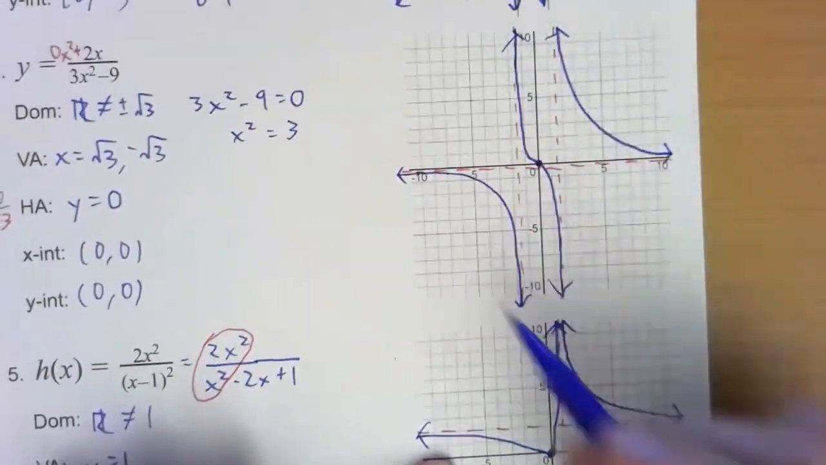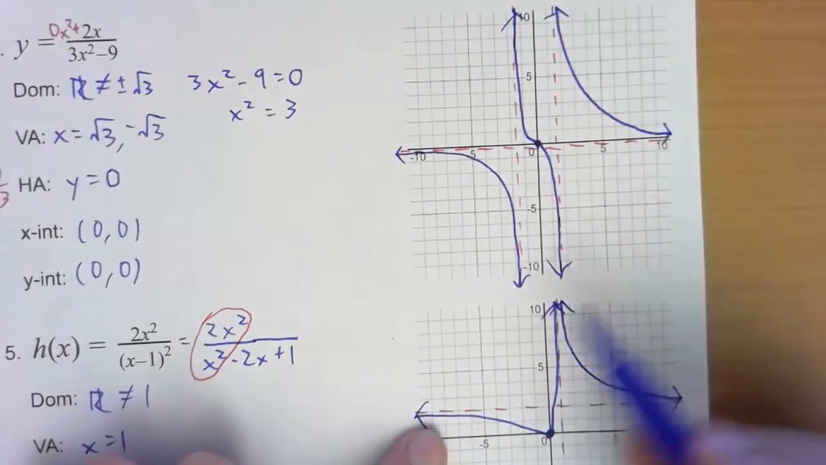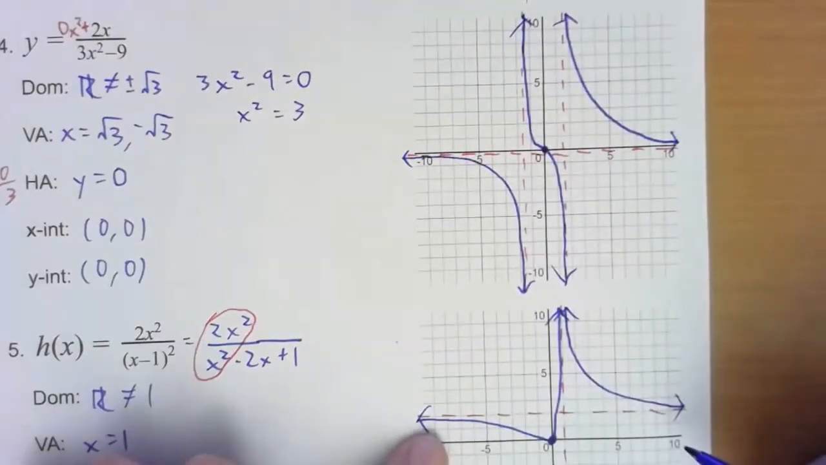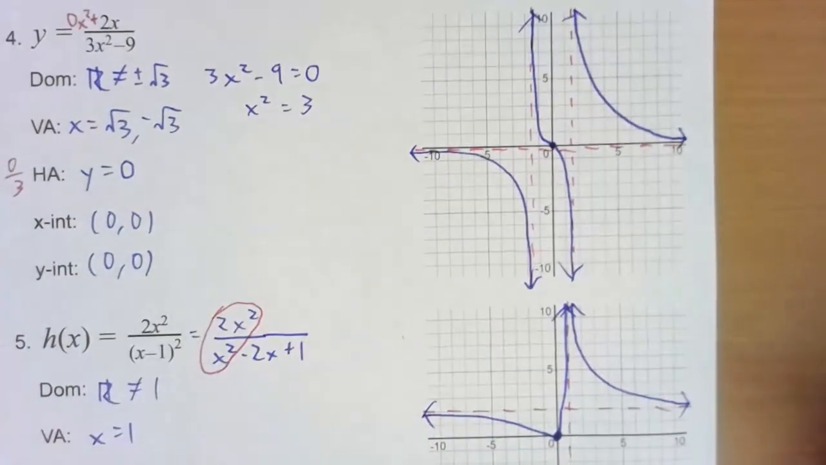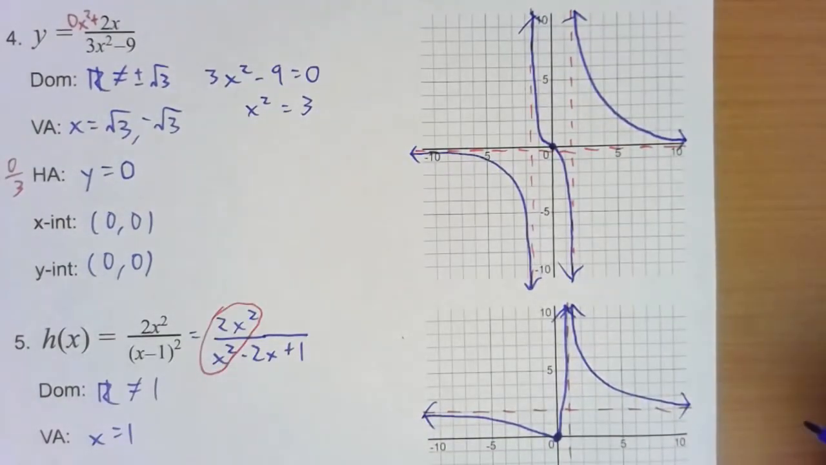In the middle, all bets are off. There's all kinds of funky stuff going on in the middle of the graph. It's the ends of the graph where it starts to approach some particular behavior.